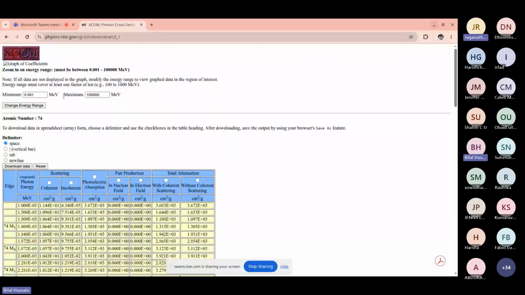Are you able to see the screen and listen to that? Sorry to interrupt, sir. Sorry, Jagannathan, your mic is on. Okay.